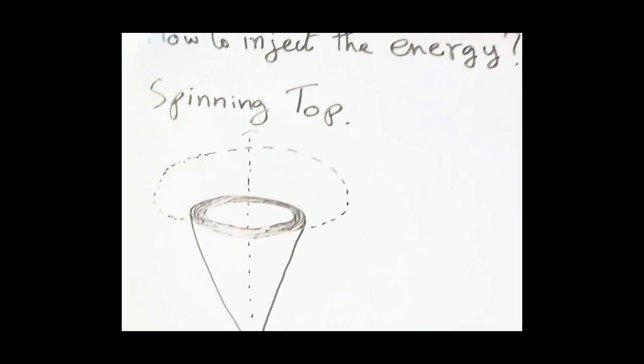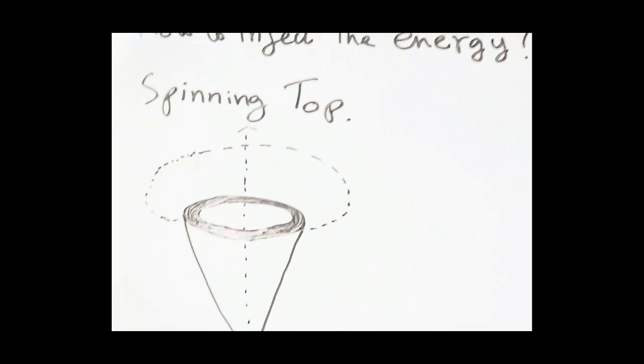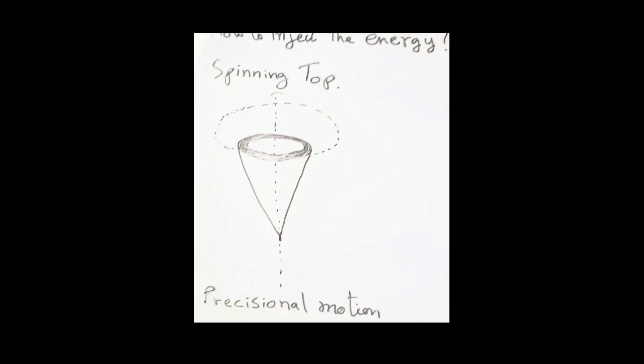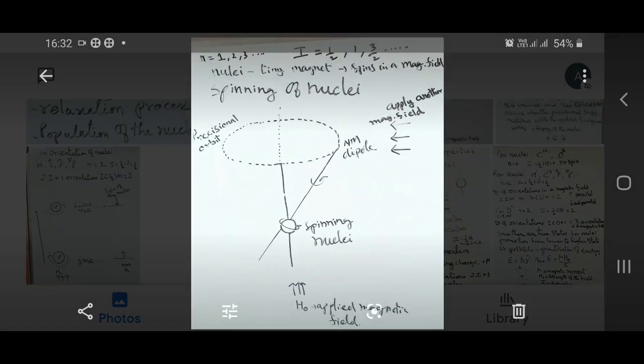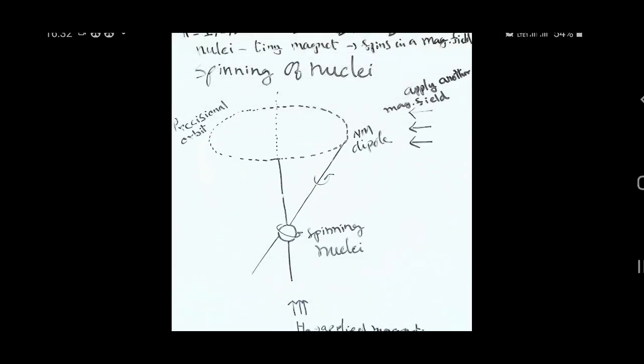I explained it with the spinning top example. So the nuclei has a precessional frequency. If we irradiate the nuclei with the precessional frequency, then it will go to the excited state, and the nuclei remains in the excited state. This can also be explained by other slides.